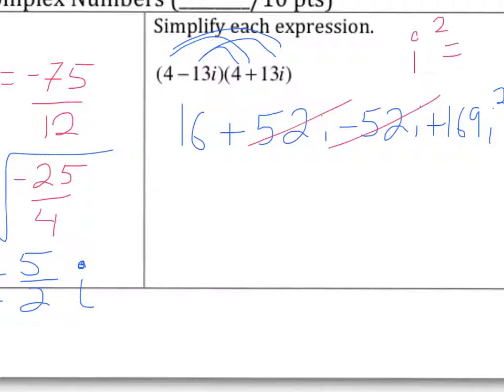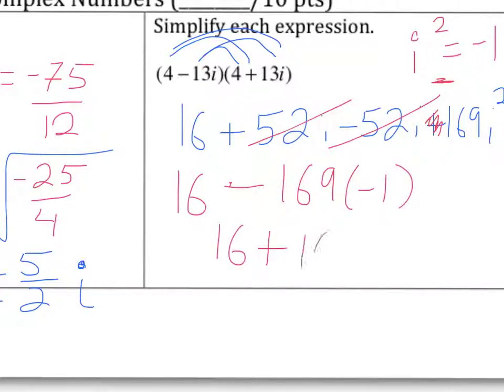i squared equals negative 1. 13 times 13 is 169. Negative. So 16 minus 169, i squared is negative 1. 16 plus 169 is going to be 185. How did you get negative 1? i squared is negative 1.